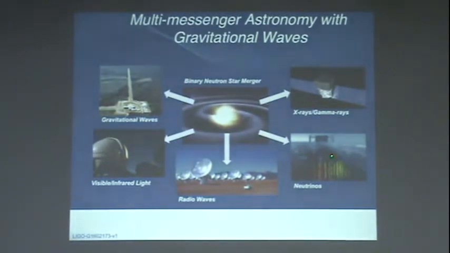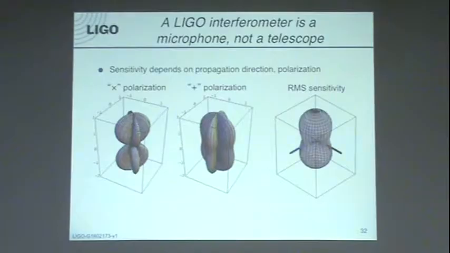So this is a picture of IceCube and its poles. By detecting a gravitational wave in coincidence with any of these other sources, you get a lot more information about the source.